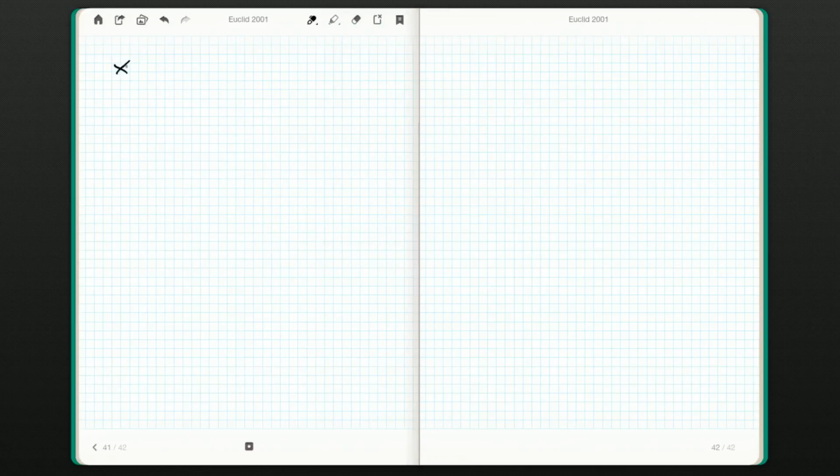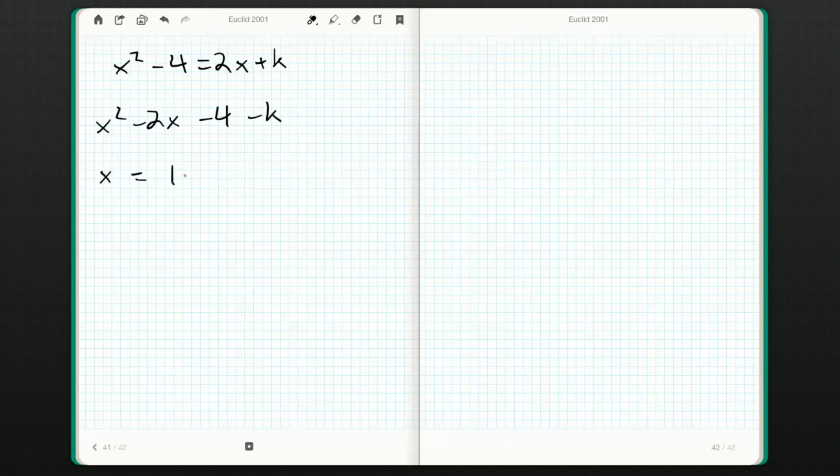So once again, what does an intersection like that look like? Well, 2x plus k, and then we had x squared minus 2x minus 4 minus k, and once again, using the exact same quadratic formula, we'll get 1 plus or minus root 5 plus k. Okay? So we only want 1 non-negative root.